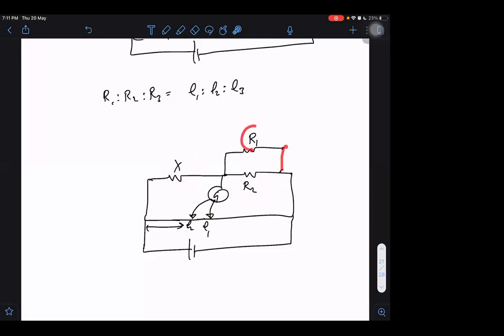And they will say that I am connecting R1. R1 will be given, let us say 10 ohm. When I am connecting R1 of 10 ohm in parallel with R2, then I am noticing that this reading is equal to L1. Then it is equal to L1 reading here.